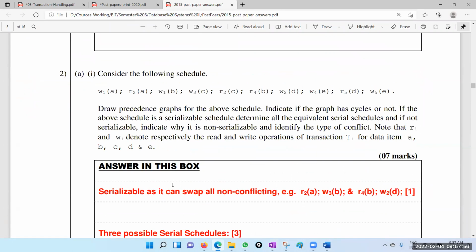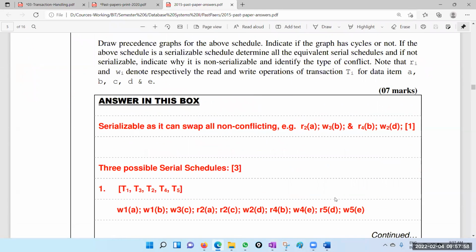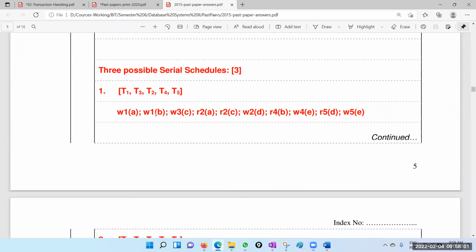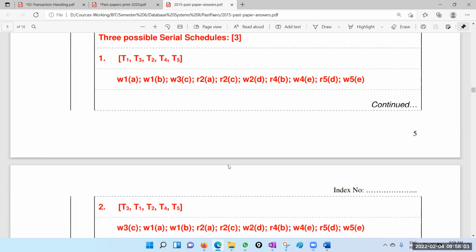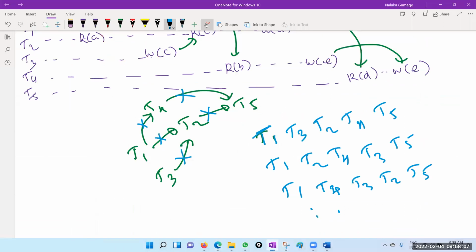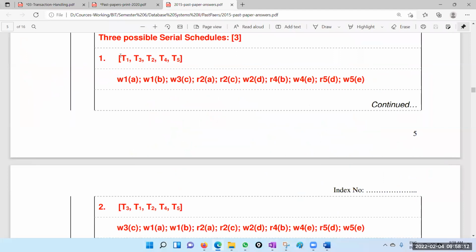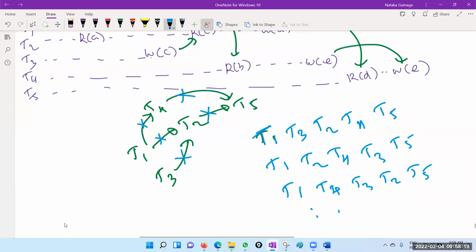Right. So it has not shown you the diagram. But anyway, these are some possibilities. So T1, T3, T2, T4, T5. Let's double check whether this is possible. Because there are so many possibilities, I just wrote a few.